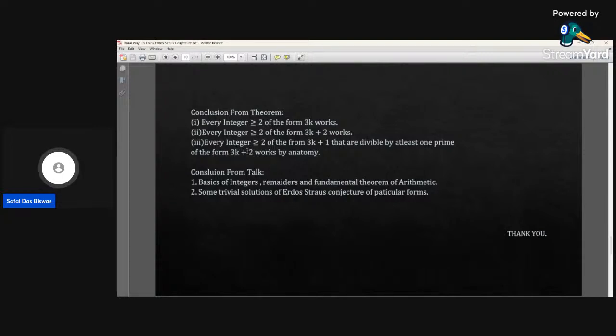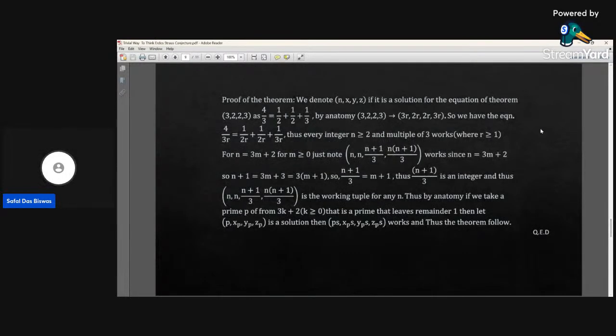Because 3 into 1 plus 2 is 5. So 5 is of the form 3k plus 2. So actually 5 also works. Why does 5 work? Just go to this equation and plug in 5. So you get 5 comma 5 plus 1 is 6, divisible by 3, 2 and 10. So 5, 5 to 10 is working for 5, right?